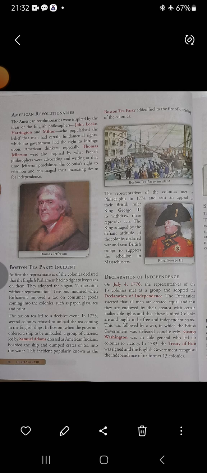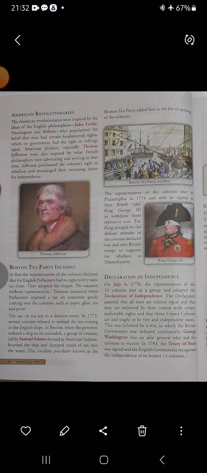Now, this tax on tea led to a decisive event in 1773, when several colonies refused to unload the tea coming in the English ships. In Boston, when the governor ordered a ship to be unloaded, a group of citizens led by Samuel Adams, dressed as American Indians, boarded the ship and dumped crates of tea into the water. This incident is popularly called the Boston Tea Party, which added fuel to the fire of uprising of the colonies.